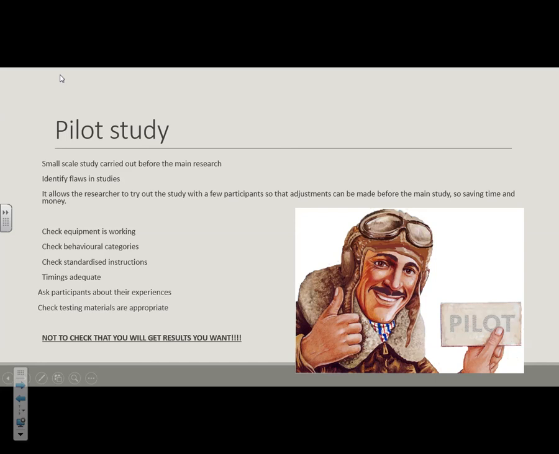You would certainly not abandon a study if you did a pilot and went, well, I didn't want to find that there was no difference between caffeine and no caffeine. I wanted to find there was a difference. That is bias. You do not check that you get the results that you want. You check, are there any flaws in the study? You check that you need to make any adjustments, and that is it.